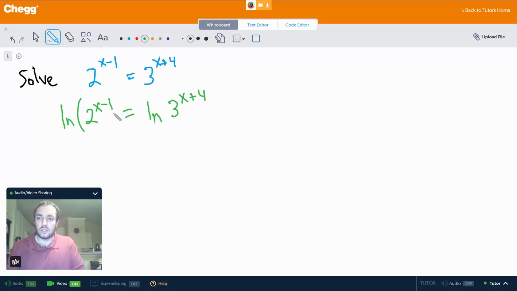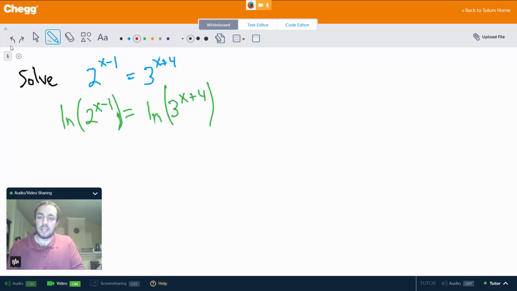Okay, so natural log of 2 to the x minus 1. That's 2 to the x minus 1, natural log of that. And we also have the natural log of 3 to the x plus 4. Now, using properties of logs, we can take these exponents out and write them as factors. So this x minus 1 in the exponent is going to come out as a factor.